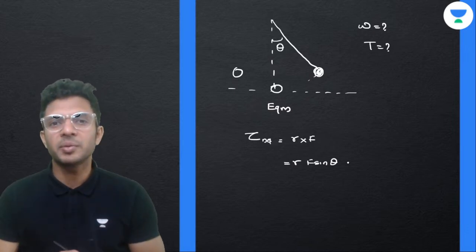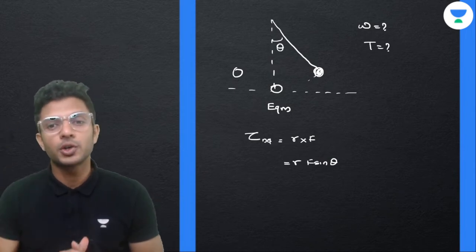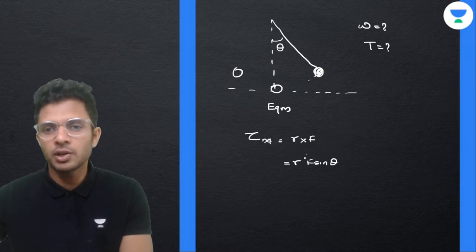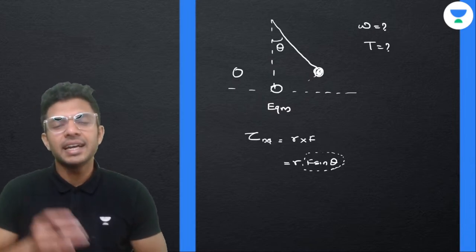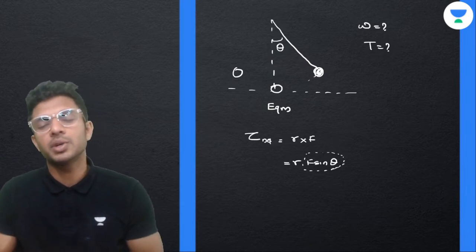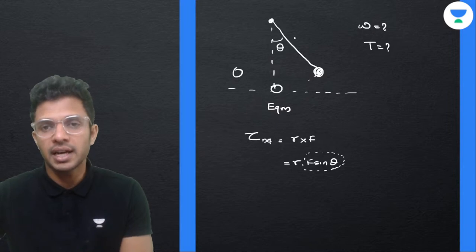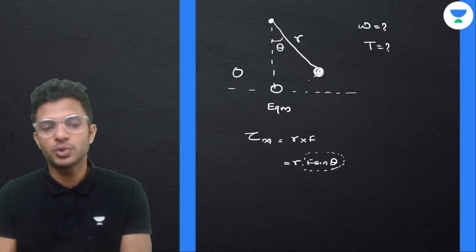I hope you all remember this part, finding the value of torque, from our rotational motion chapter. So from there, I want every one of you to remember: what is this F sin theta? Tell me. F sin theta is the perpendicular component to the radius vector about which it oscillates. This is the point of rotation and this is our R. So we have to know that perpendicular component of force to R.